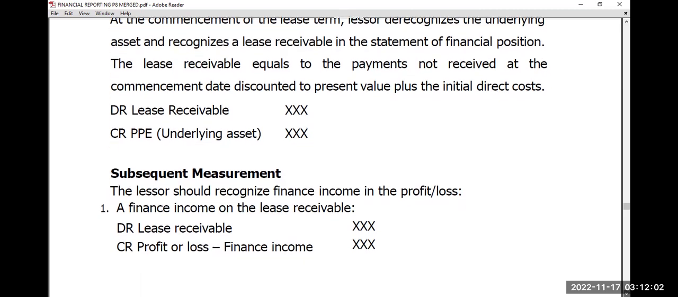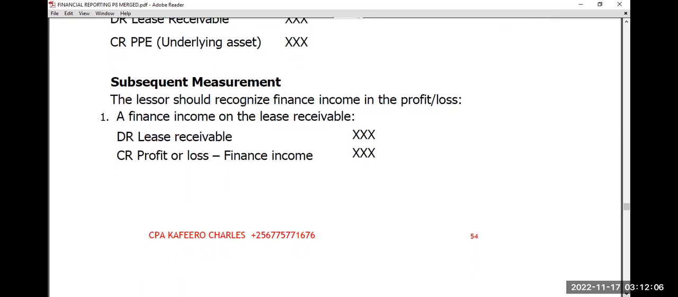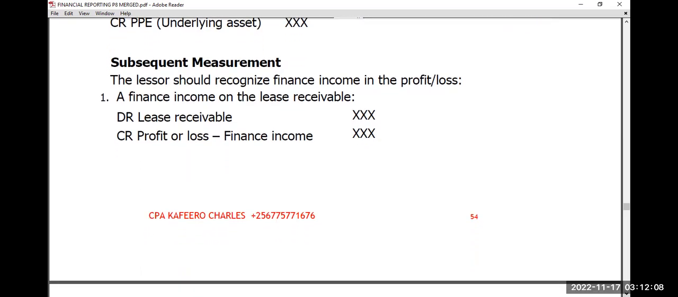Then, if at all we are going to be initially recording that as a derecognition of the asset and a recognition of a lease receivable, then what will happen at the end of the year, that is now at the subsequent measurement? What are we going to be recognizing at the end of the year?